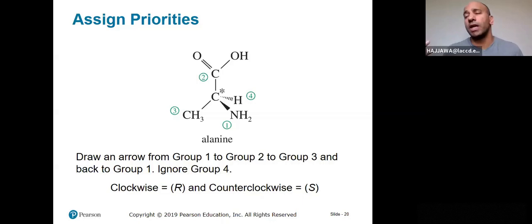What kind of configuration am I dealing with? That's an S configuration. How would I switch this to an R configuration? I would be switching H with an NH2. If I switch H with NH2, I will be able to get the other stereoisomer, which is the other configuration. So once again, 1 to 2 to 3, crossing 4. So that's counterclockwise, fourth group pointing away. So that's an S configuration.